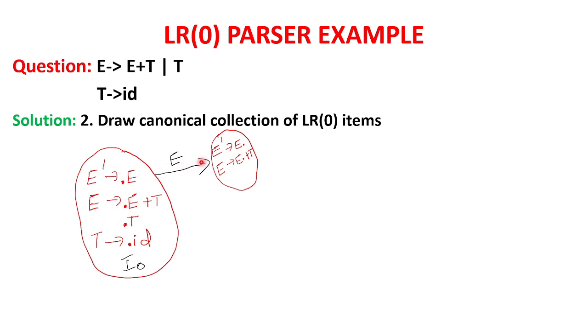So now we have exposed the E's which are there in both the productions. Now next is E goes to dot T. So we can expose this T also, because after dot T is there. So we have to expose the T now. So here I'll write T. I'll call this as I1. So when you expose T, E goes to T dot.